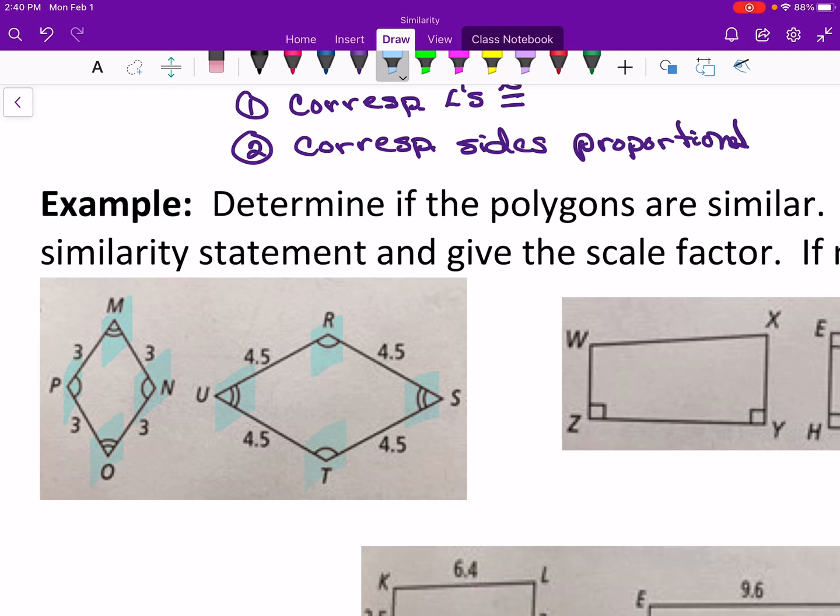The next thing we need to check is to see if corresponding sides are proportional. So if I look at MN, it's a 3. And that goes from a double arc to a single arc. Here's a double arc to a single arc. So that is a 4.5. But when you write these ratios, it's one figure on the left, over something from the figure on the right.